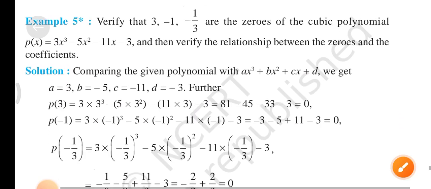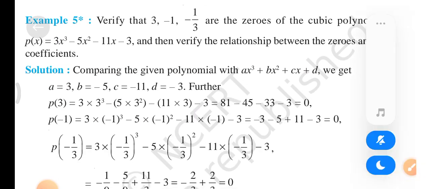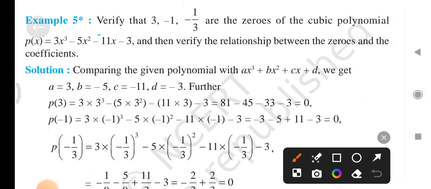Example 5. Verify that 3, minus 1, minus 1 by 3 are the zeros of the cubic polynomial p of x is equal to 3x cube minus 5x square minus 11x minus 3, and then verify the relation between the zeros and the coefficients.